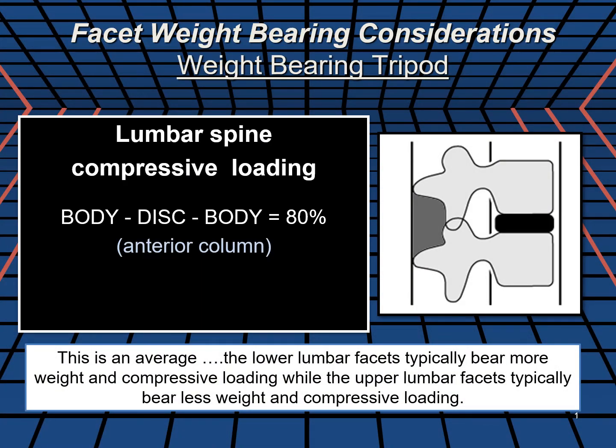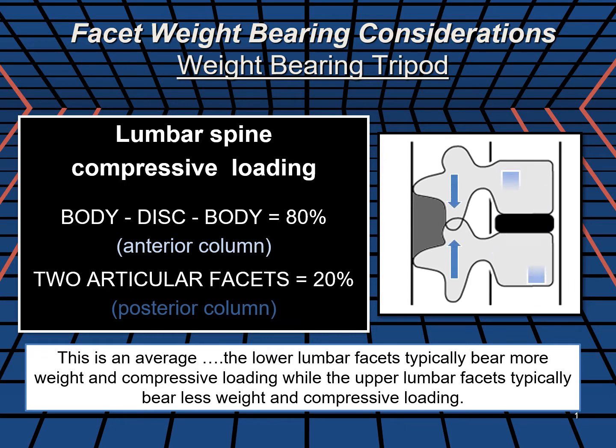All right, let's discuss facet weight-bearing considerations. It's a tripod, so we have the intervertebral joint in the front and the facets in the back. Of course, the intervertebral joint is the disc-body relationship. For compressive loading, if you were to stand erect with both hands to your sides and then someone were to put a 25-pound dumbbell in each hand, the compressive load would be distributed 80% through the anterior column, or vertebral body and discs, and approximately 20% through the posterior column, or the facets.